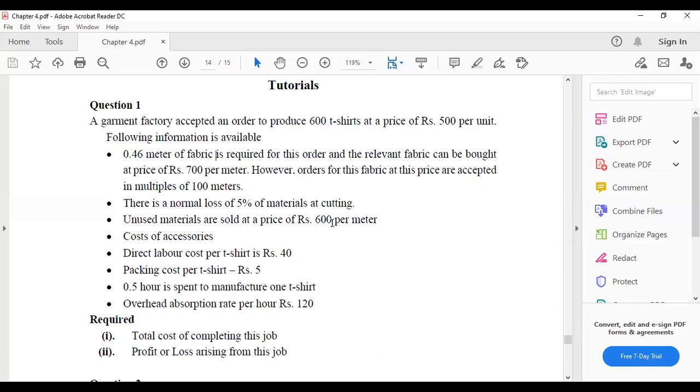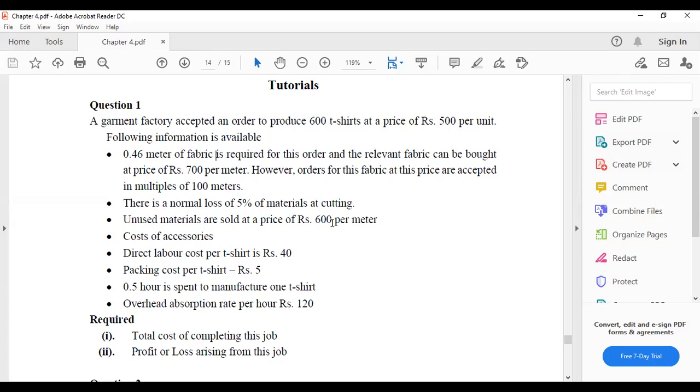Then it talks about the cost of accessories. The direct labor cost is given per t-shirt, rupees 40. And also you need to pack this shirt. So the packing cost is rupees 5 per t-shirt. So it's, again, a kind of direct cost. 0.5 hours is spent to manufacture one t-shirt. So the time that it takes to manufacture a shirt is given. And overhead absorption rate per hour, rupees 120. So the predetermined OAR is also being provided.